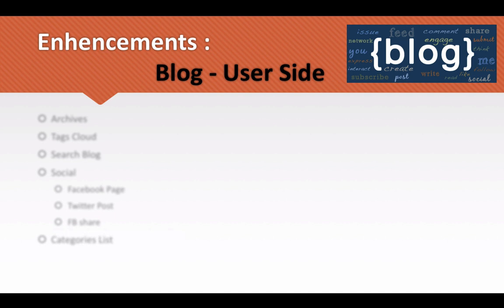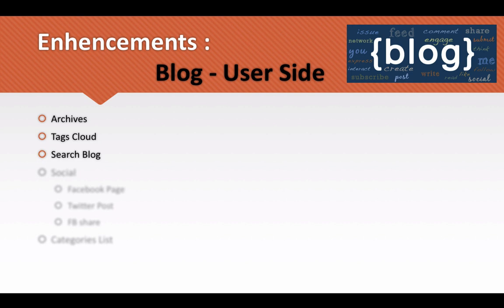So on the right side, we are going to use the archives. So archives will have the month, showing how many posts were created in a particular month, like that. Then we will have a tag cloud on the bottom of the post or on the right side, maybe somewhere. Then we will use the searching block system.